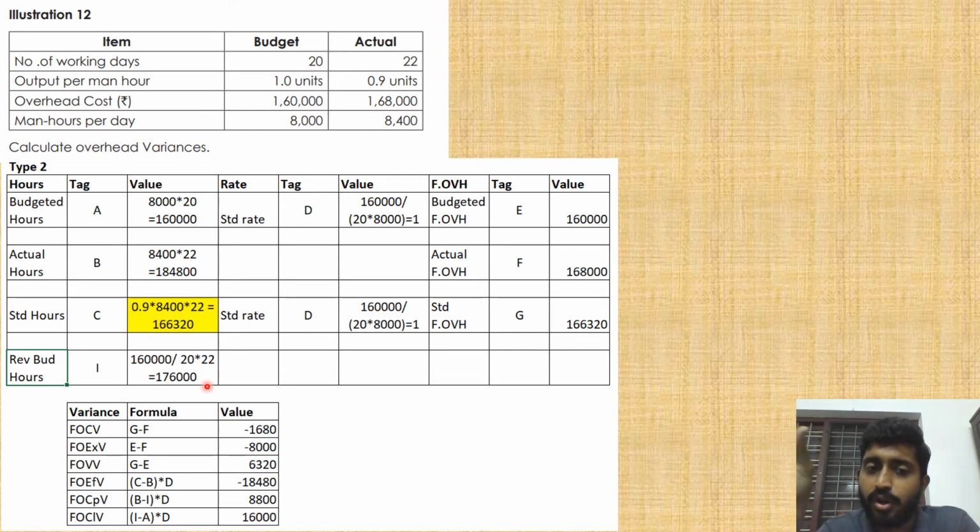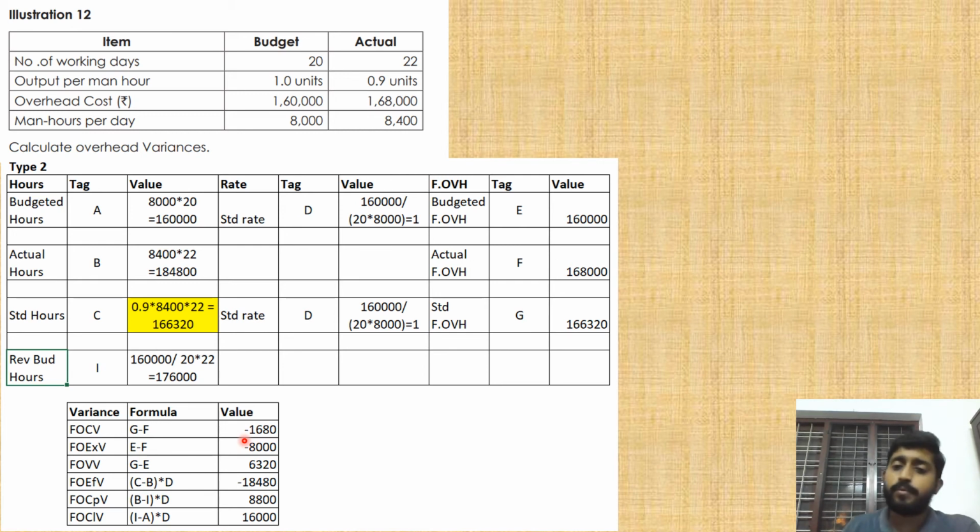The matrix is full. We have discussed the formulas. Apply the formula, you can find the variance. Instead of putting the negative sign, you can put an A in the bracket after the number. Instead of minus 1680, you can put 1680 (A). A means adverse variance. Adverse variance is not good for us. That's why the negative sign is coming. Not good means actual has gone higher than the expected. That is called adverse variance.